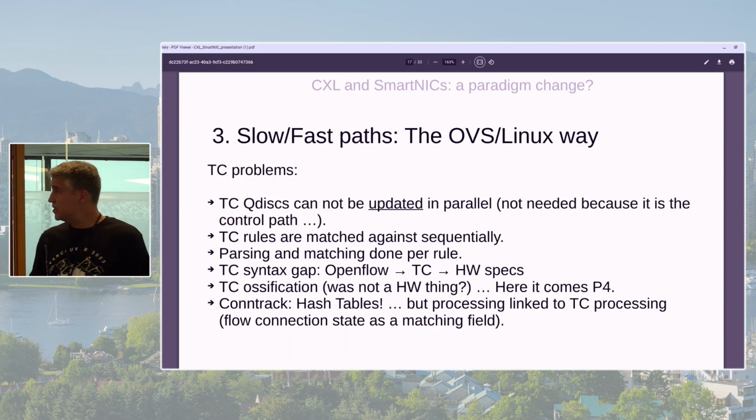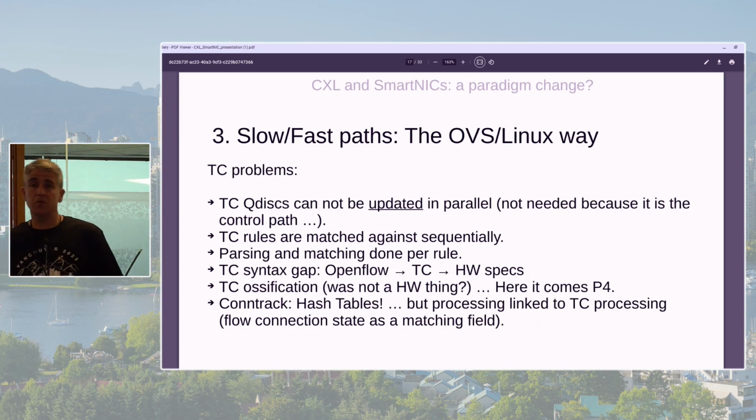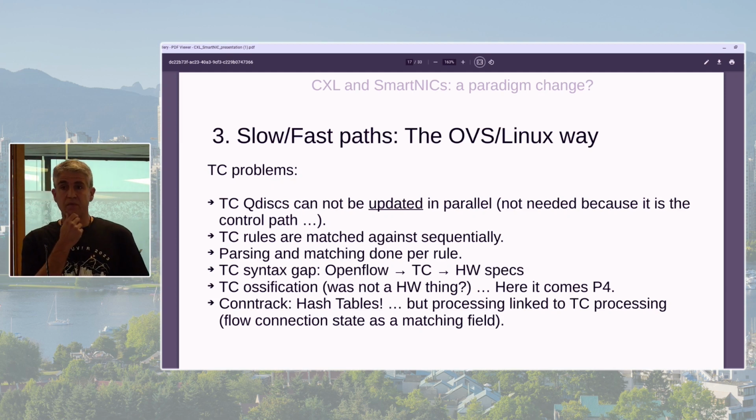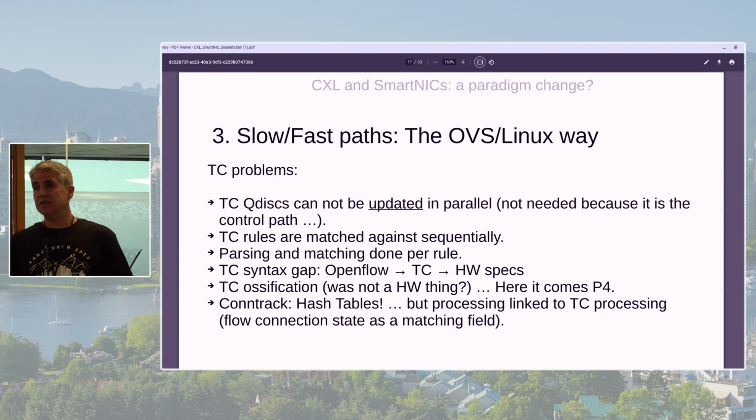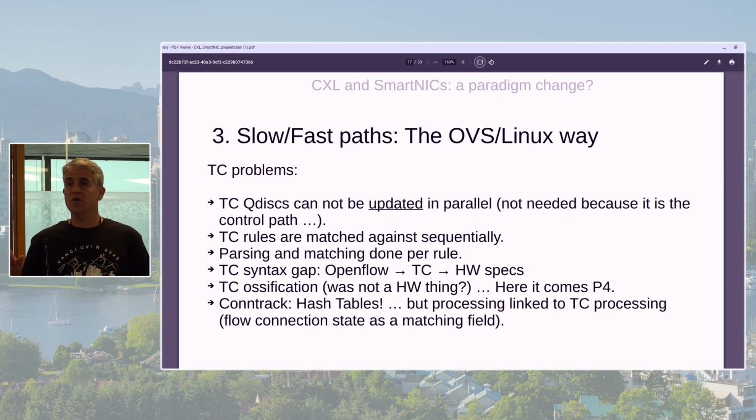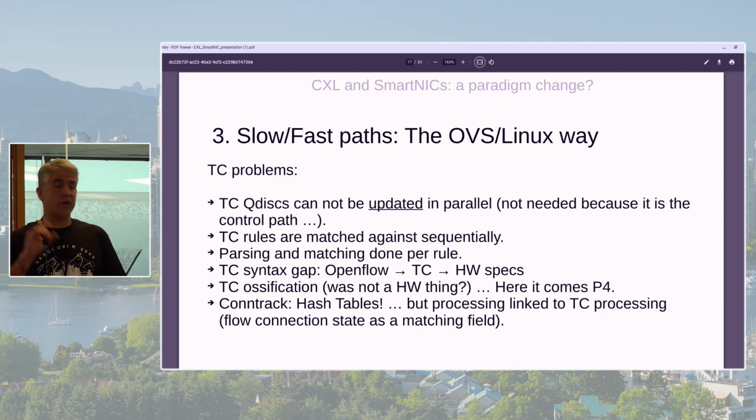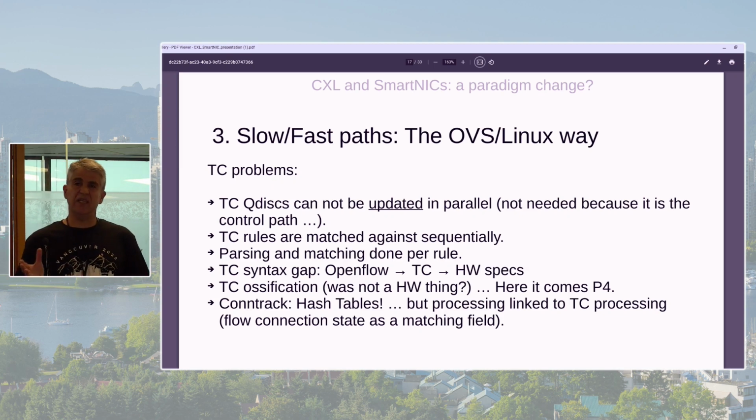So what's the problem with TC? First of all, QDisk cannot be updated in parallel. That is a huge problem if you think about the rate of change to apply new rules. Someone tried to change that in the kernel mailing list with a patch, but the answer was no, because that requires locking inside the TC. That is not allowed. It's complex, and at the end, this is just a control path. We don't need to optimize it.